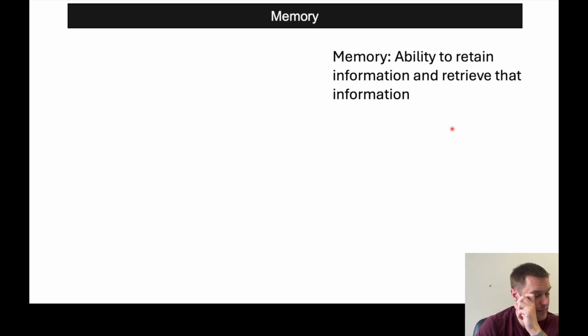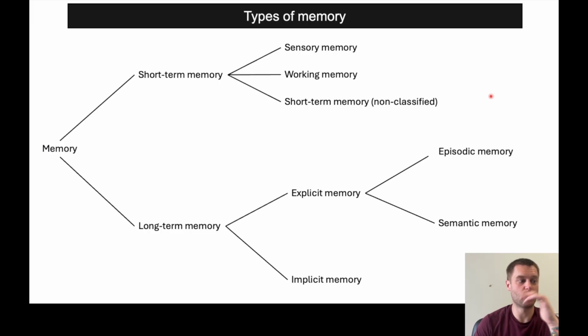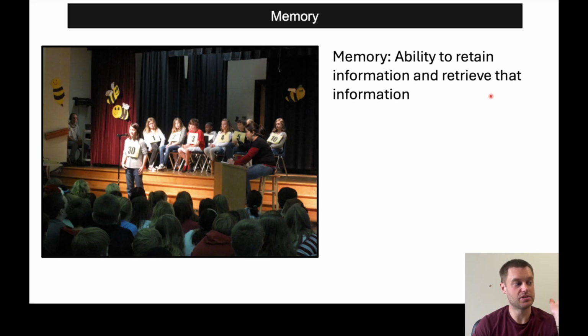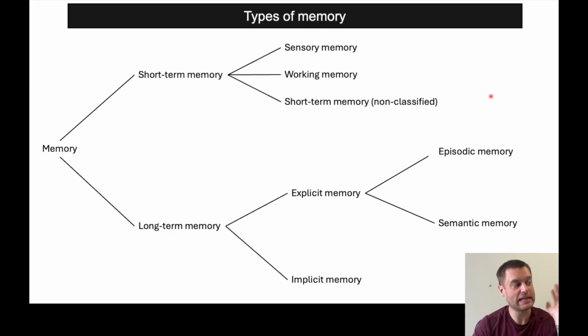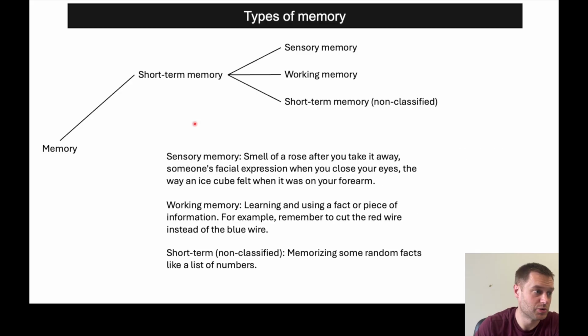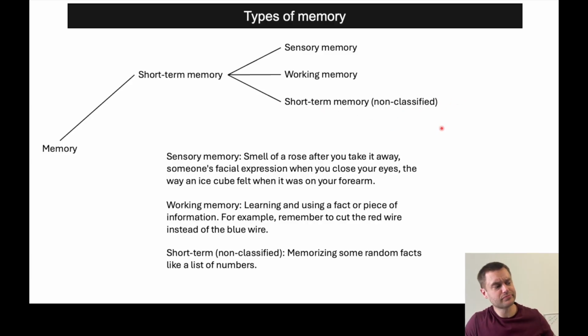Now let's move on to memory. Memory is the ability to retain information and retrieve that information. This is just the picture I showed at the beginning. We have many different types of memory. So we have short-term memory and we have long-term memory. First, we'll talk about short-term memory, which is broken up into sensory, working, and non-classified short-term memory.